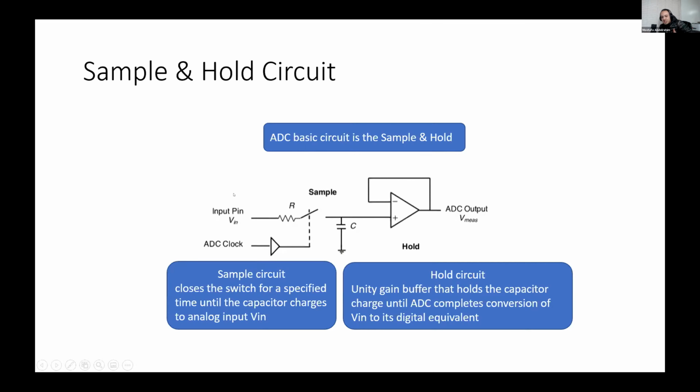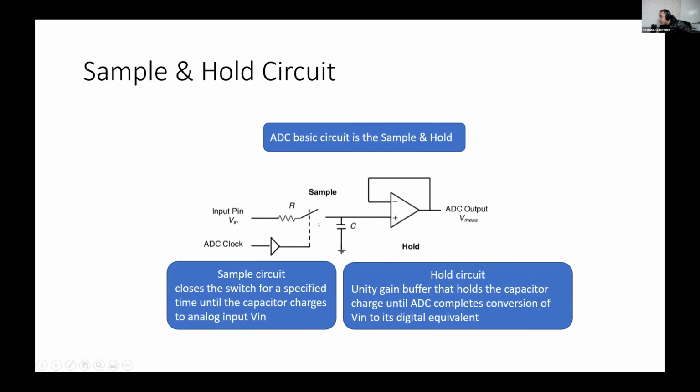So this means we take some sample from the input. That's what is meant by sampling circuit. Then the hold circuit is actually a unity gain amplifier, the gain is one. And you know that the voltage at the positive terminal is equal to the voltage at the negative terminal. So the voltage of the capacitor, which is V input, will be equated here.